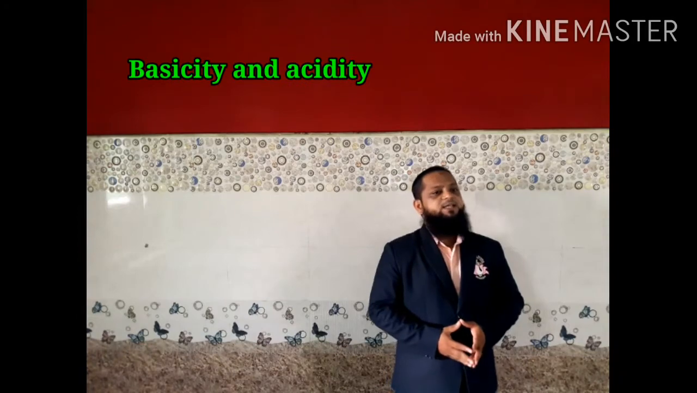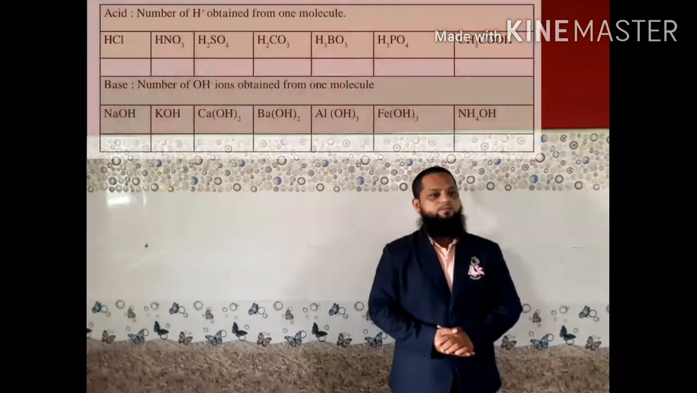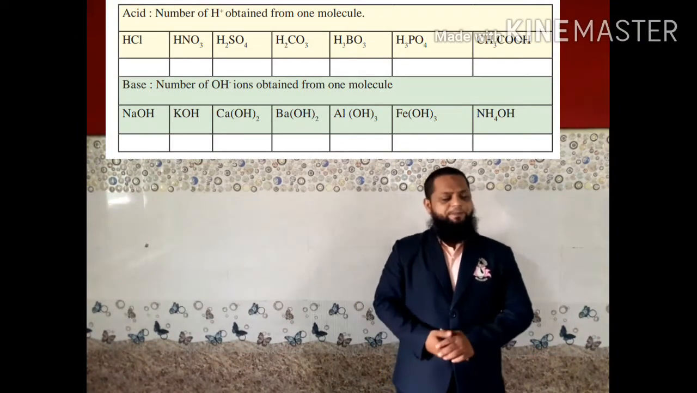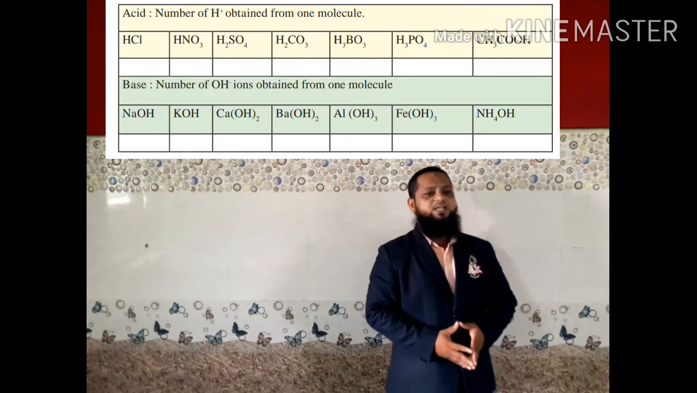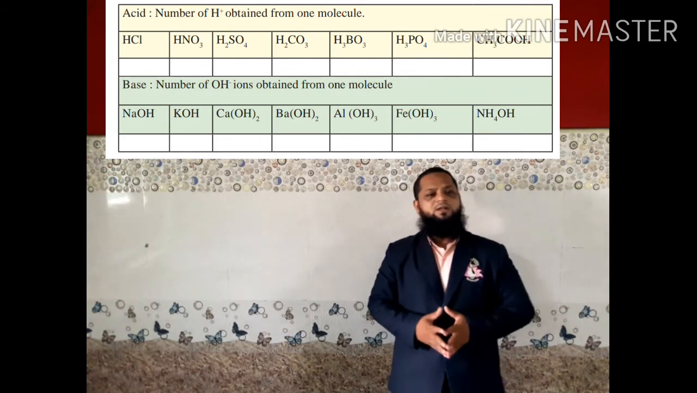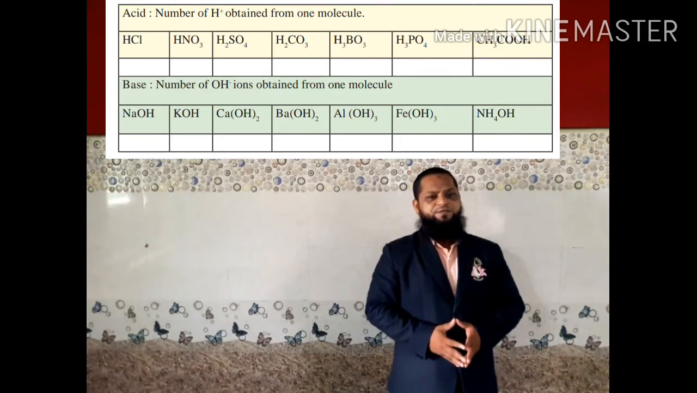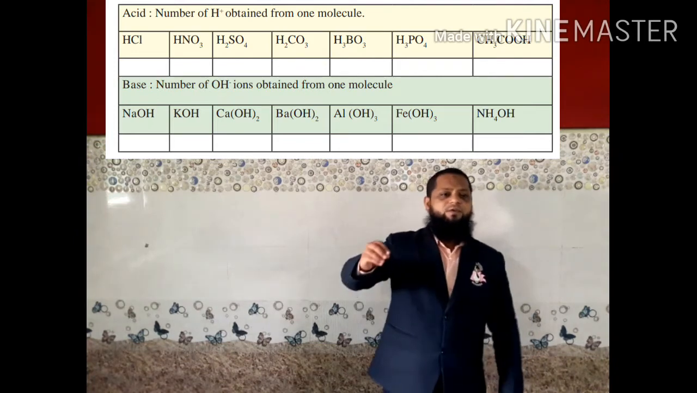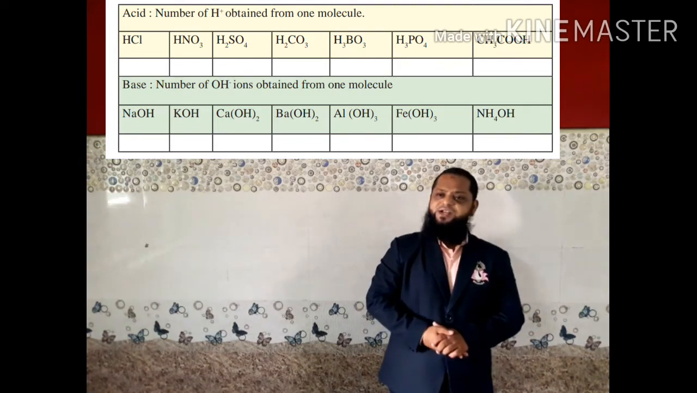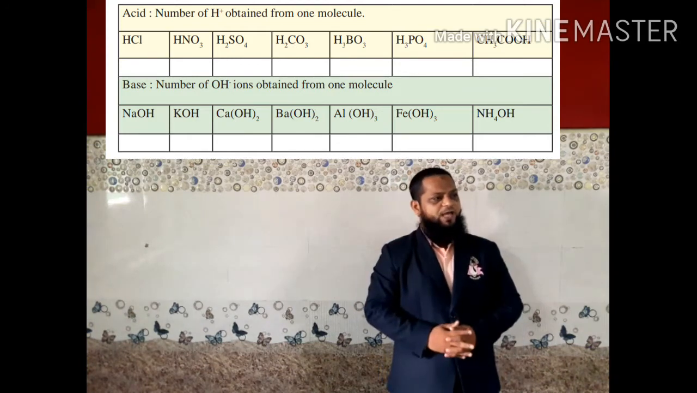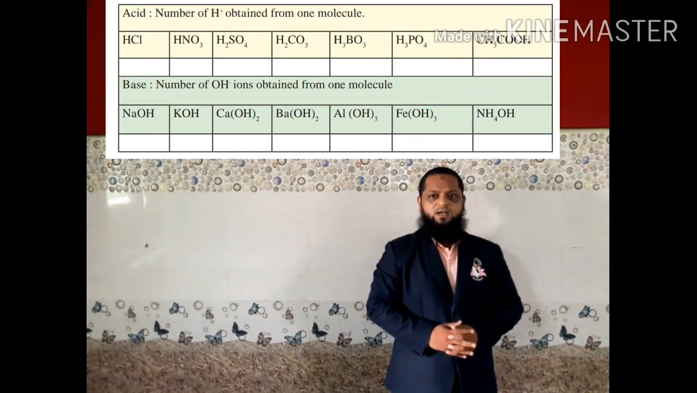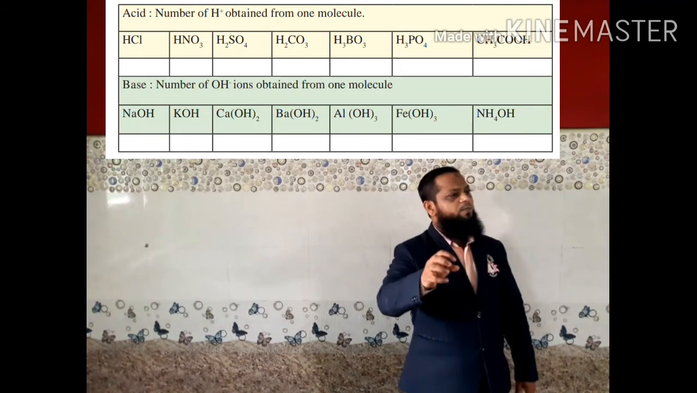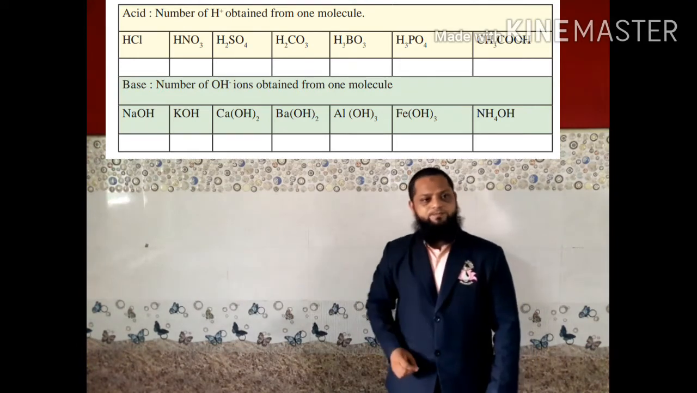Basicity and acidity. Complete the following table. Acids and bases are classified according to their basicity and acidity respectively. In this table, they have given different acids and bases. We have to identify the number of H+ ions obtained from one molecule of acid and the number of OH- ions obtained from one molecule of base.